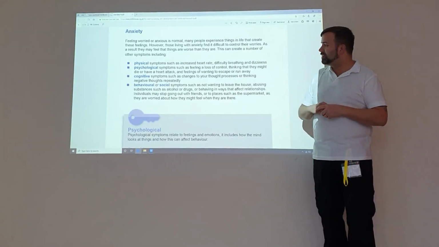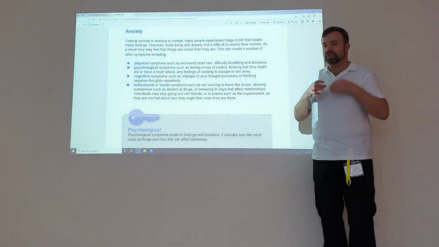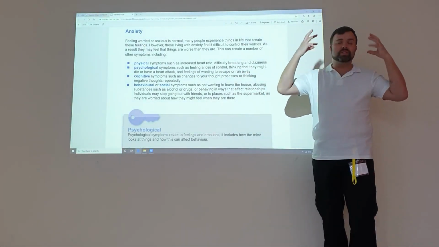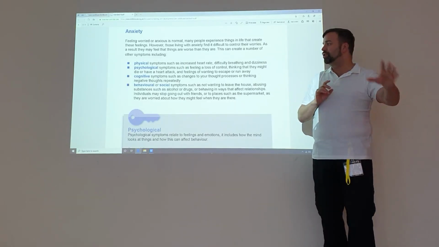You may have things around their cognitive process, such as their thoughts and the way that they process things changing. Maybe they say to you their mind's just racing. So it's about trying to slow those thoughts down and give them an opportunity to think.